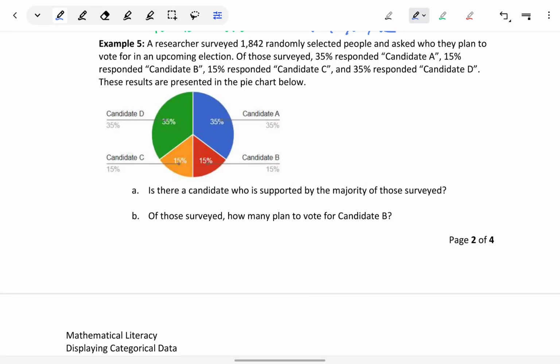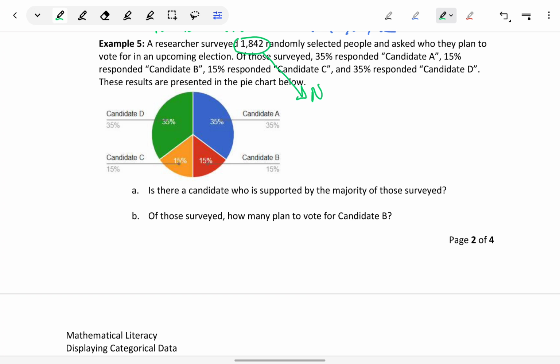In examples 5 and 6, now we're asking a question that has more than 2 possible responses. In each case, 4 responses. So we're asking people which candidate they prefer in an upcoming election. We can see in example 5 that we had 1,842 people who were surveyed. That's our value for n.